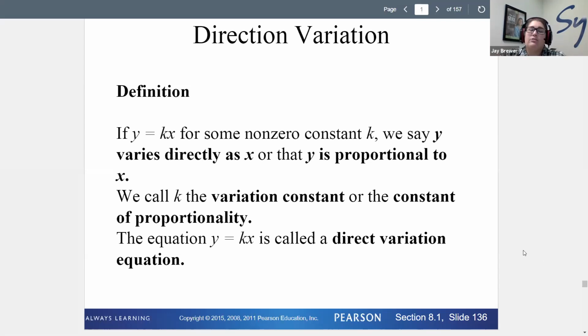All right, so what we're gonna work on next is called direct variation. And there's also indirect variation. I think you guys have heard me say this before. I'm super duper dyslexic, so this is definitely one of the areas that drives me crazy.